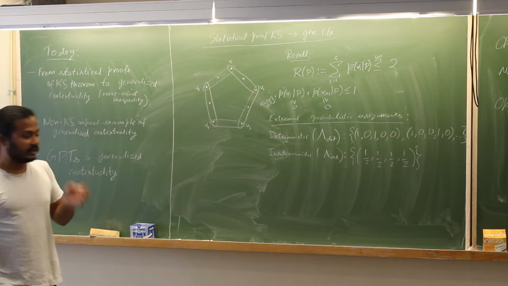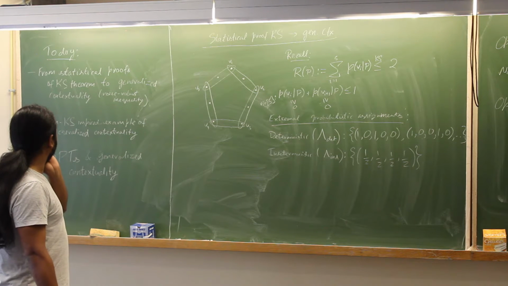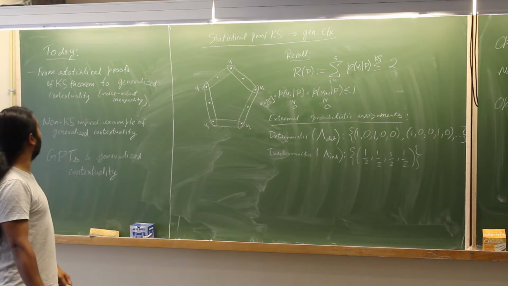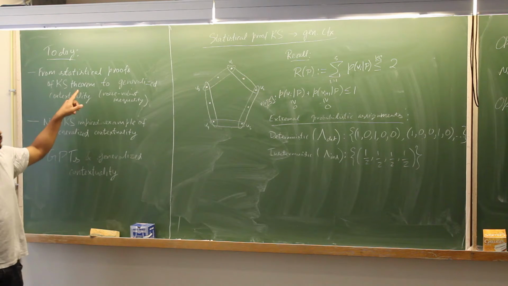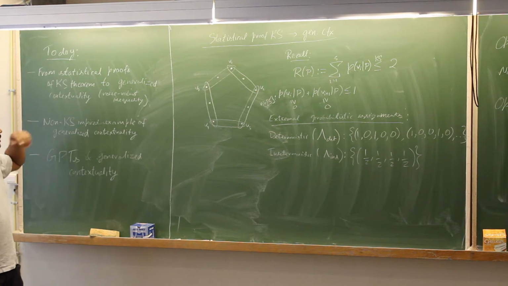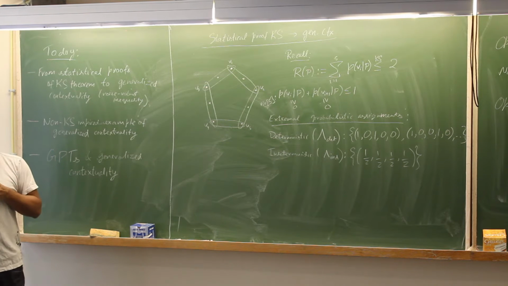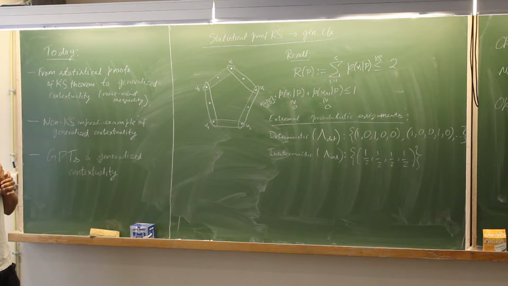Okay, so previously, in the last lecture, I showed how to go from logical proofs of the quotient spectral theorem to generalized contextuality, and we saw some noise robust inequality that is applicable even if you didn't have projective measurements, for example, and it doesn't assume determinism.